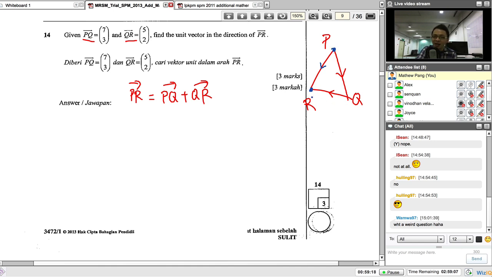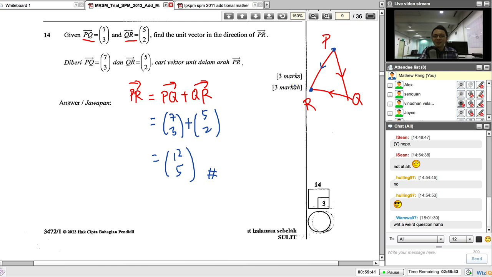Correct or not? So PR equals PQ plus QR. If you understand this, the addition rule is actually very simple. Okay, I'm going to move on. PQ is just 7.3. QR is just 5.2. So this one is just 12 plus 5. I've never seen a question this easy.